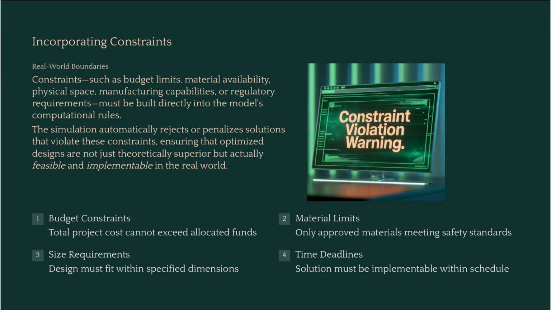If your design has a budget constraint of $50, the simulation is programmed to reject any virtual material that would push the cost above that limit. This automated constraint enforcement is invaluable because it guarantees that the optimized solution you finally select is not just theoretically perfect, but is also actually buildable and affordable in the real world.